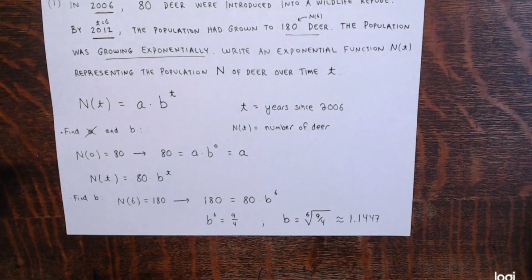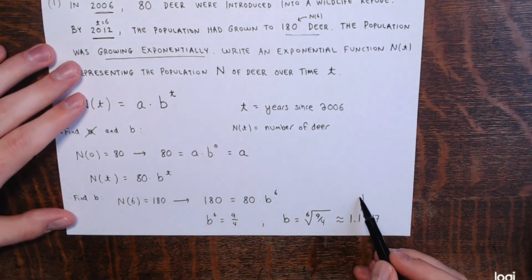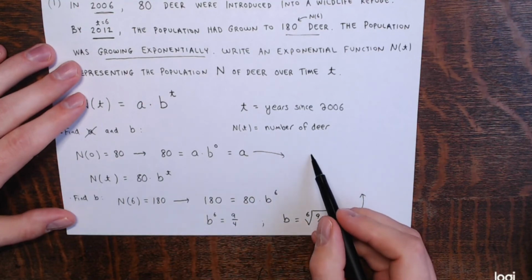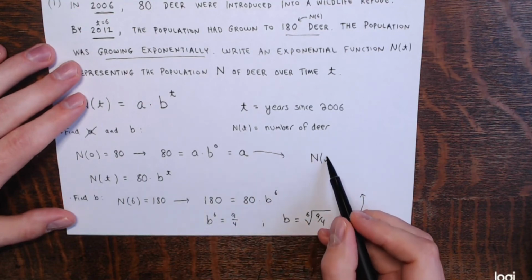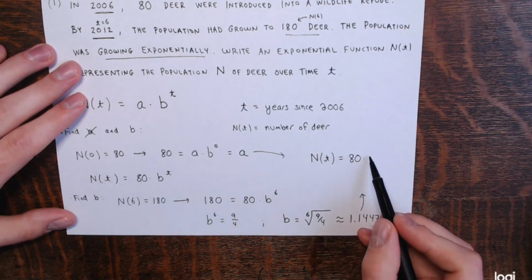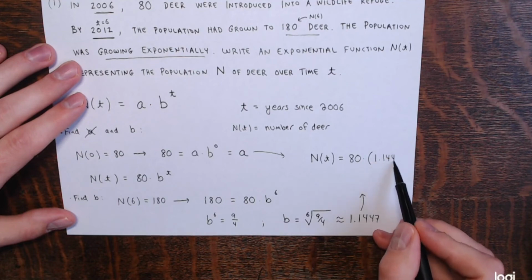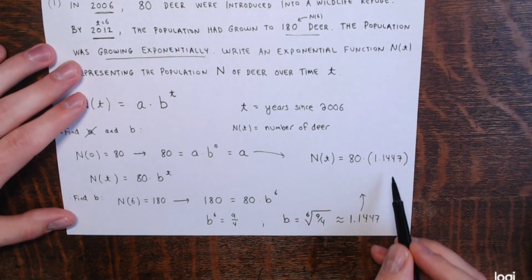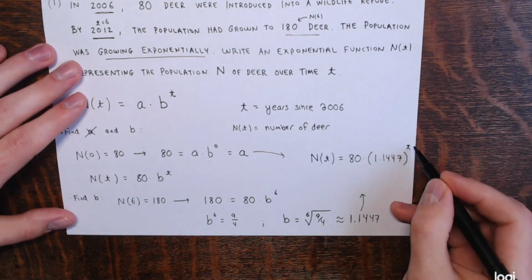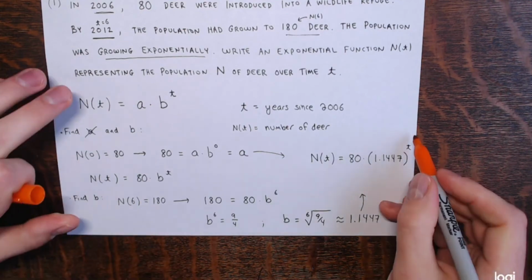Okay, so now our model looks like this, right? Putting this all together, this is the value of b. We have the value of a is 80. The exponential function I'll be using then is n equals 80 times 1.1447, which was about the 6th root of 9/4, to the t power. Alright, and I'll put this in a box. This is what they were asking for.